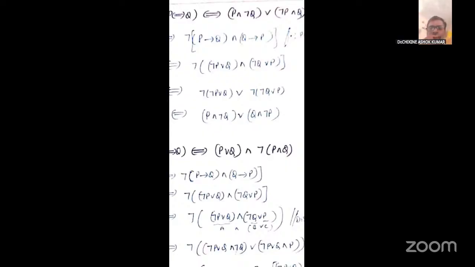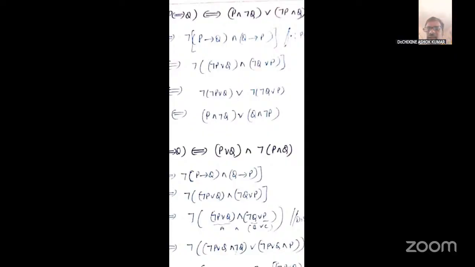Again, apply the De Morgan principle for this. Negation of negation P union Q will become negation of negation P intersection negation Q. But what is negation of negation P? It will become P only. So P intersection negation Q union.